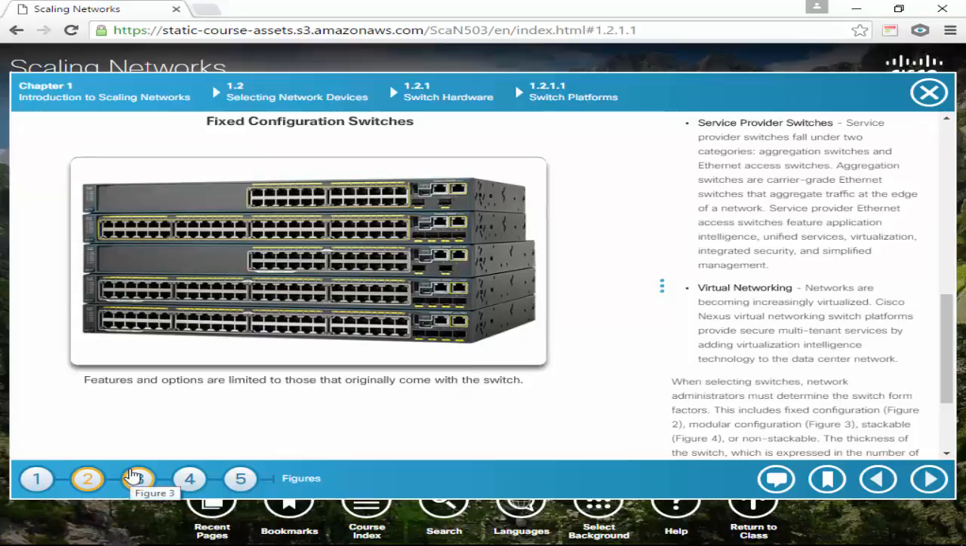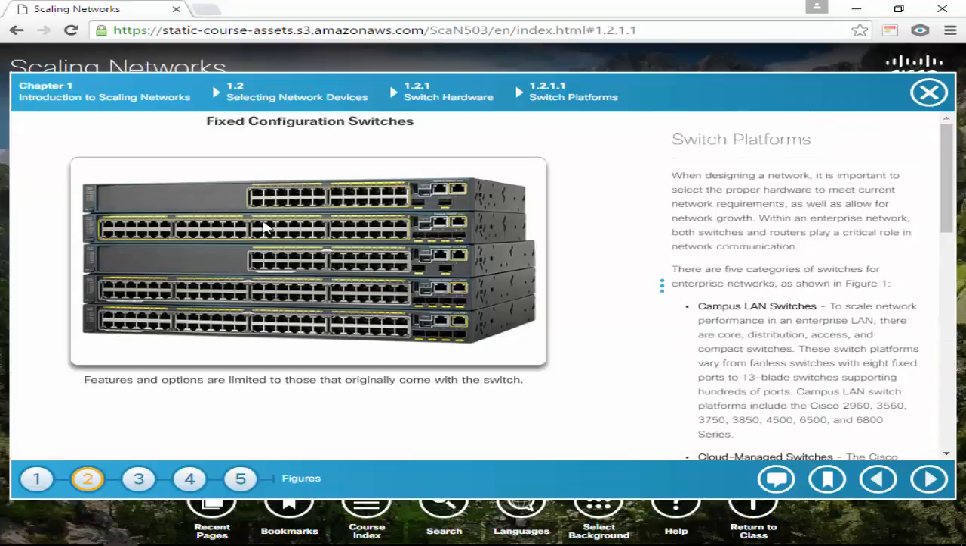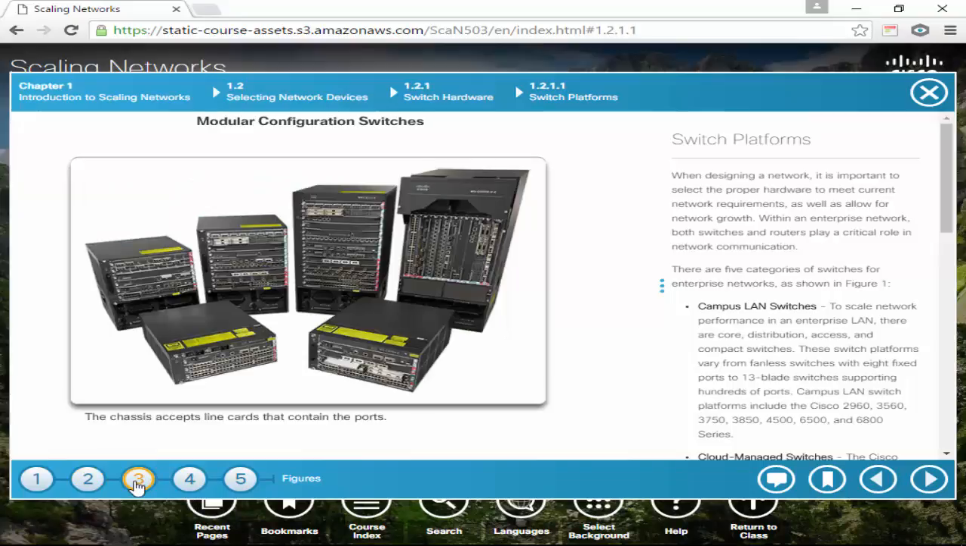Alright, so features of switches. Alright, so fixed configuration switches. I don't think they have anything on there, but so what is fixed configuration? Just like what we have in class, right? It's not modular. We can't pull this out. It's built with 24 ports or 48 ports. So typically found on LAN switches.